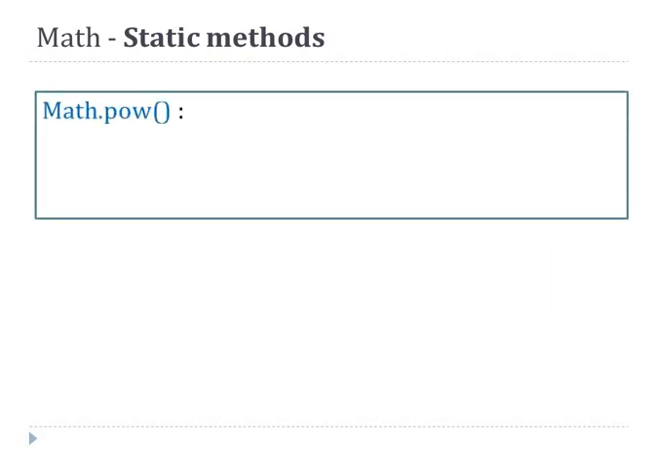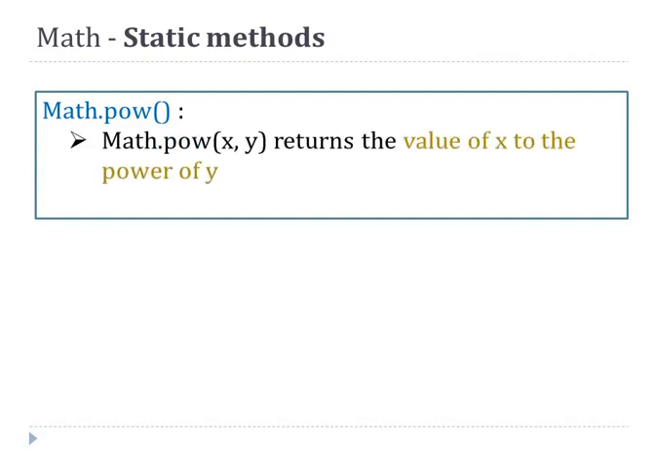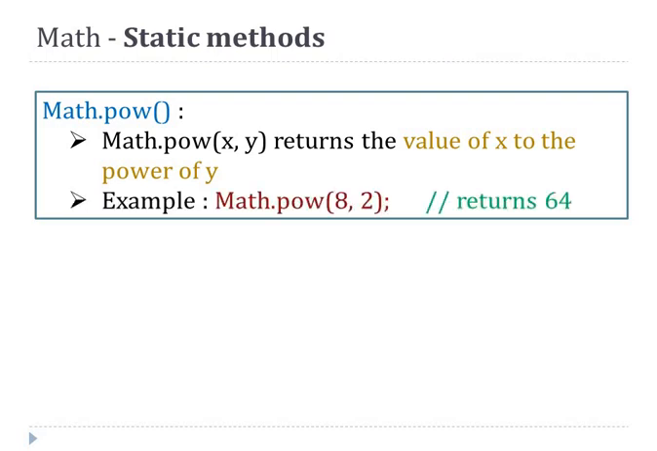After that, let's see static methods of the Math object. The first method over here is Math.pow, that is power. This function requires two parameters, x and y. So let's say x and y are the parameters, then the value of x to the power of y is the value returned by this function. An example of this function is like that. You can use it like Math.pow(8, 2). These are the parameters which we are passing to this function, and it will return 64.